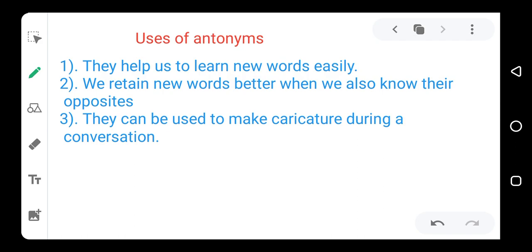By pointing at the person and saying that the person is tall, somebody looking at it will know that you are making a joke of the person, or making a caricature of the person, that you are not actually saying the actual height of the person or how the person looks. So we use it to make jokes. If you want to crack a joke, you can use the opposite of something to represent it. So these are a few ways that we use antonyms.